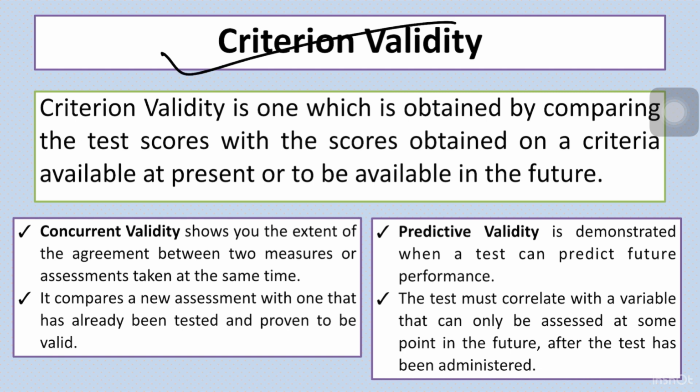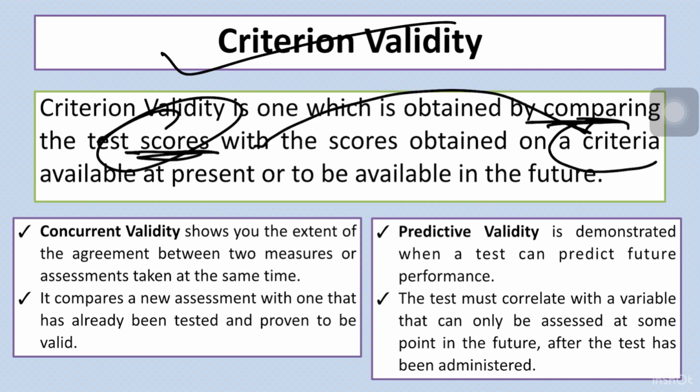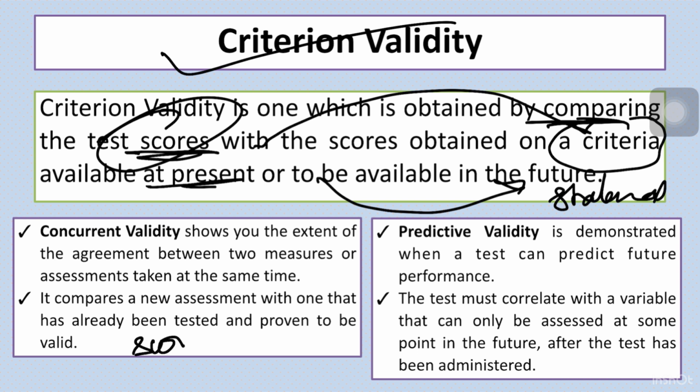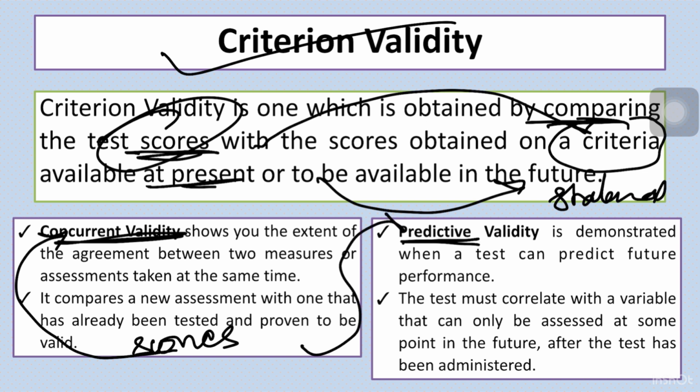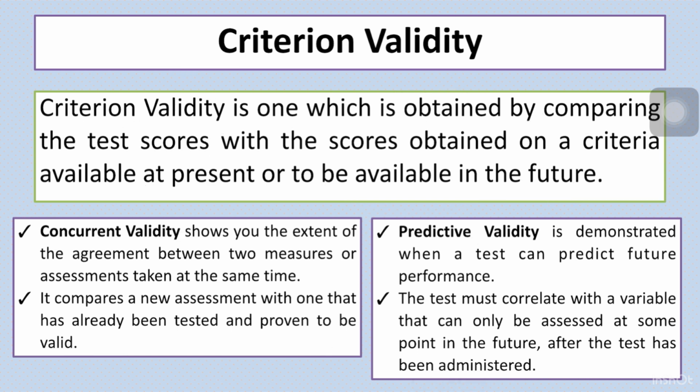Okay, over here we compare the test scores, right? We measure the test scores against already set criteria or standards, at present or in future. When we compare two scores in the present, this is known as concurrent validity. And when we measure two scores in the future, this is the predictive validity.